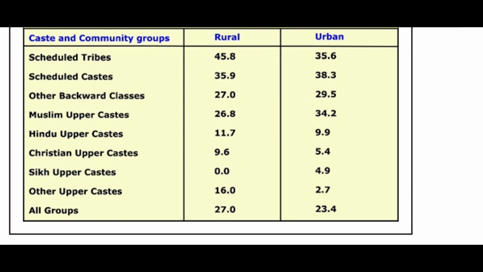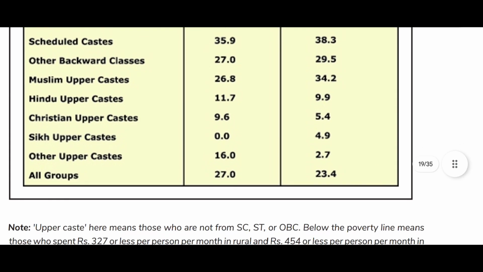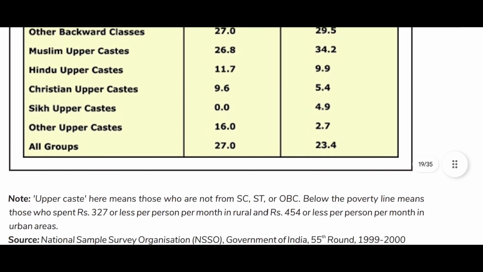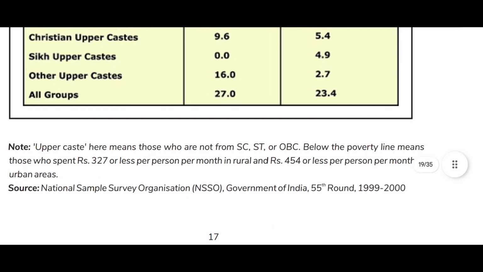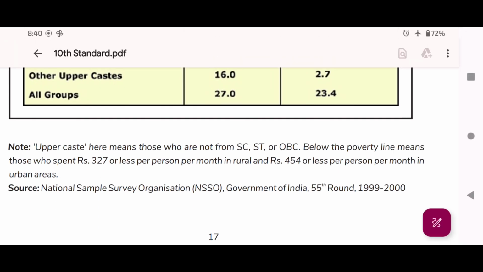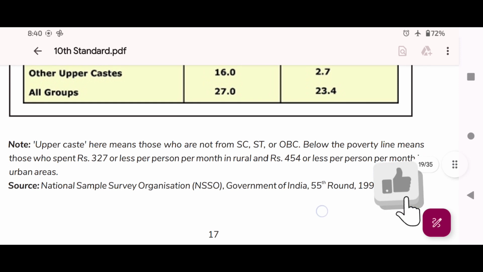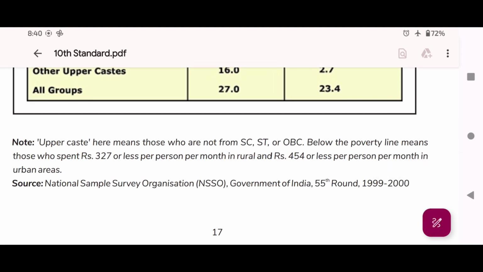Other upper castes are 16% in rural areas and 2.7% in urban areas. So in total, all groups are 27% in rural areas and 23.4% in urban areas, living below the poverty line. Upper caste here means those who are not from SC, ST or OBC, and below the poverty line means those who spend rupees 327 or less per person per month in rural areas and rupees 454 or less per person per month in urban areas.